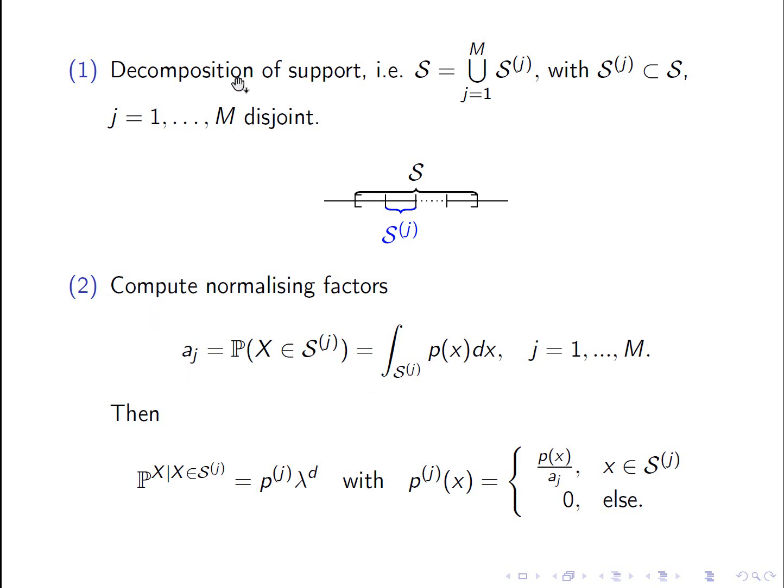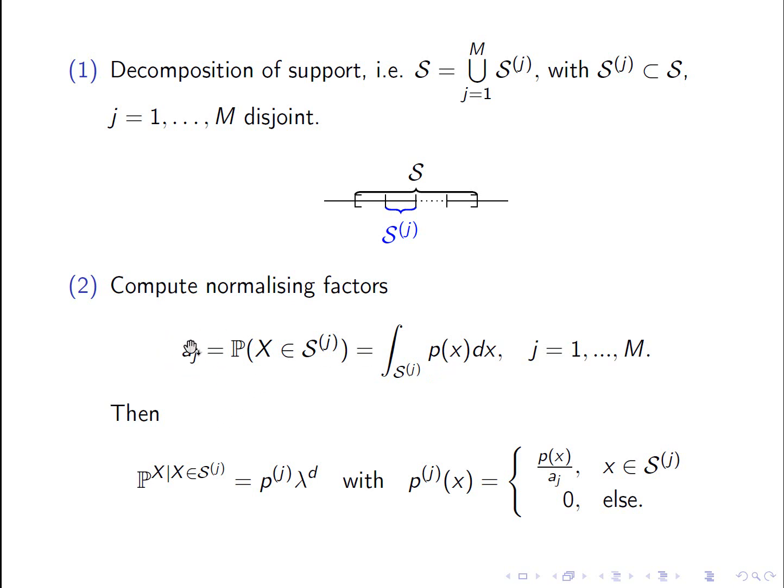So why is this decomposition of the support a good idea? The slogan was to have a good allocation of randomness, and this decomposition here is done for sampling conditionally on S_j. And for this we need these normalization factors, or normalizing factors. So A_j is the probability that X takes value in S_j, and because X has a density with respect to the Lebesgue measure, these probabilities are just the integral over S_j with respect to the density.